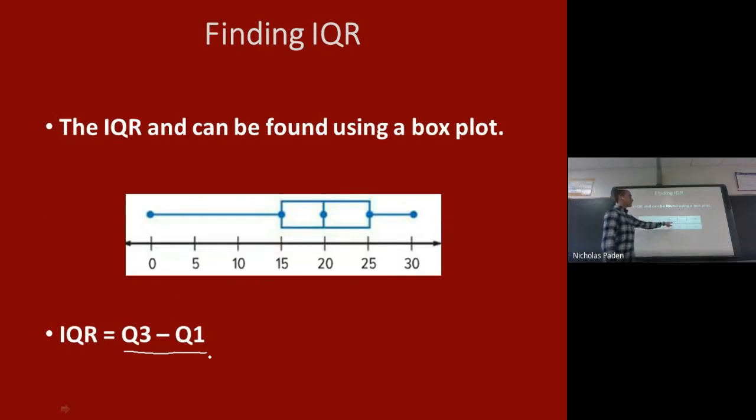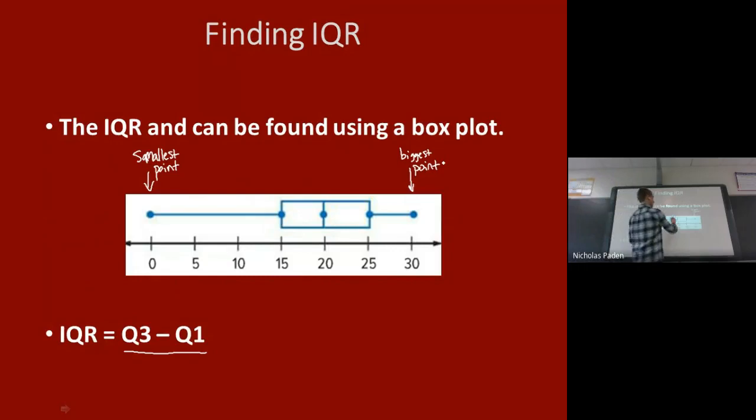So for this example right here, at 0, that is the smallest data point, which means 30 is the biggest data point. So those lines are going to be stretched out from the smallest to the biggest.